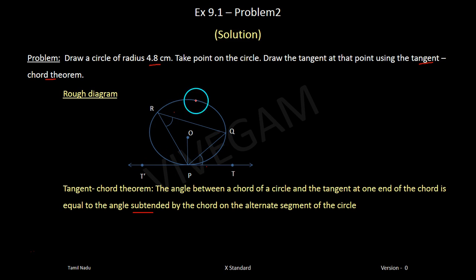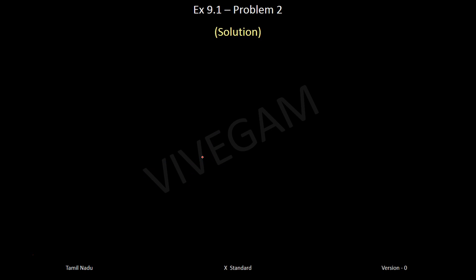This is the alternate segment, right? So this is one segment of the chord, and the alternate segment is this, and the angle subtended by this chord in the alternate segment, which is PRQ, is equal to this angle. That is what the tangent chord theorem says. So we'll have to use that principle to draw the tangent. Okay, now let's start.